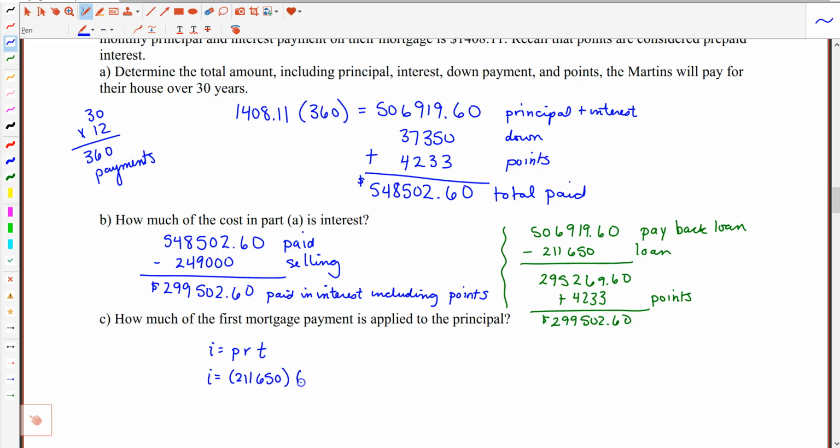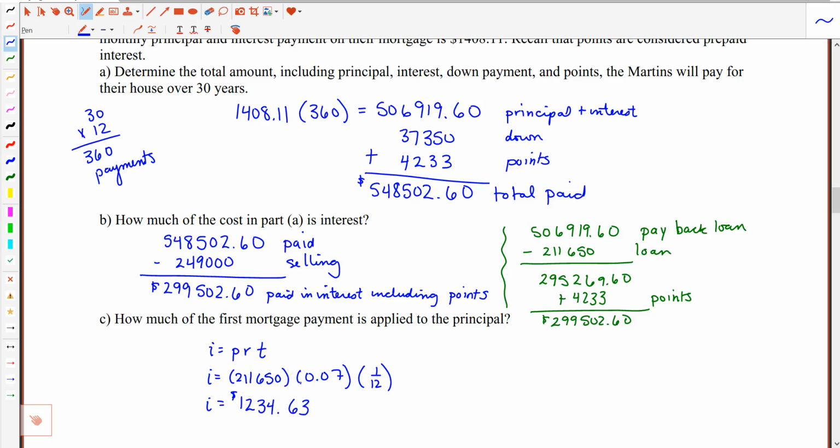The interest rate on the loan is 7%, or 0.07, and the time that would have elapsed at this point in time is 1 month. So we'll write 1 month in terms of 1/12. It's 1/12 of a year. So doing this computation, we get that the interest would be $1,234.63 if we were to round that to the nearest penny. Okay, so there's my interest.